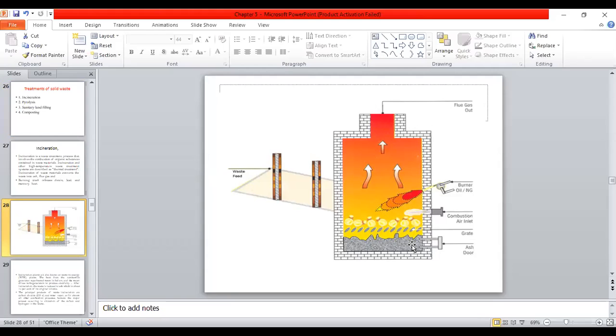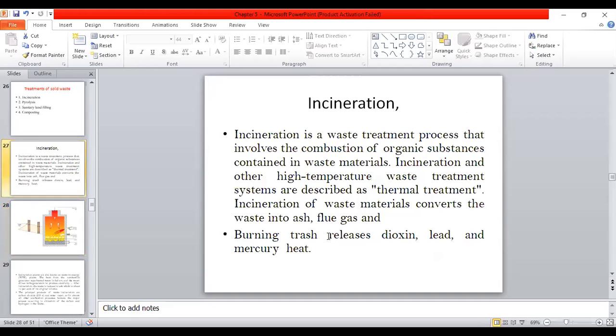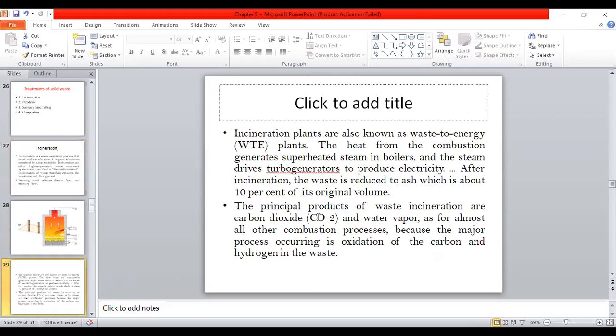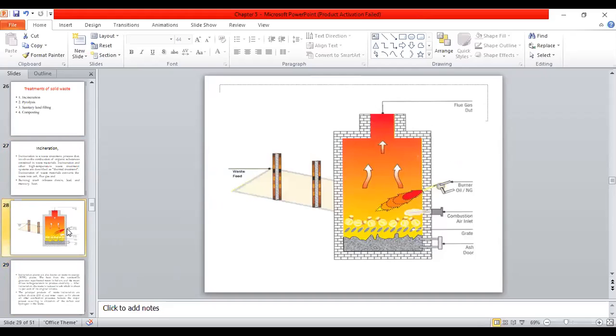Very important thing, by using incineration as a solid waste treatment method, there is a high reduction of volume. I think that day I told you, it is possible to reduce up to 90% of the original volume. It will convert into 10%. So these are the benefits of incineration.